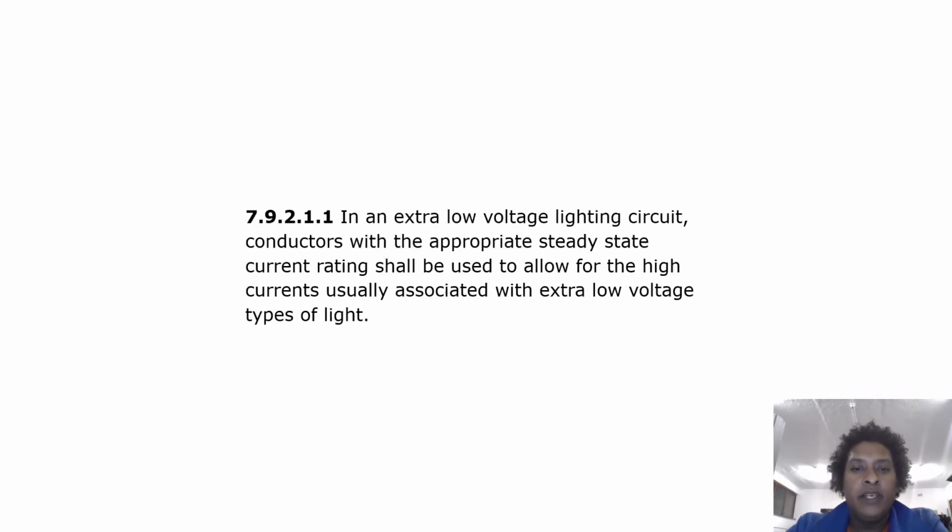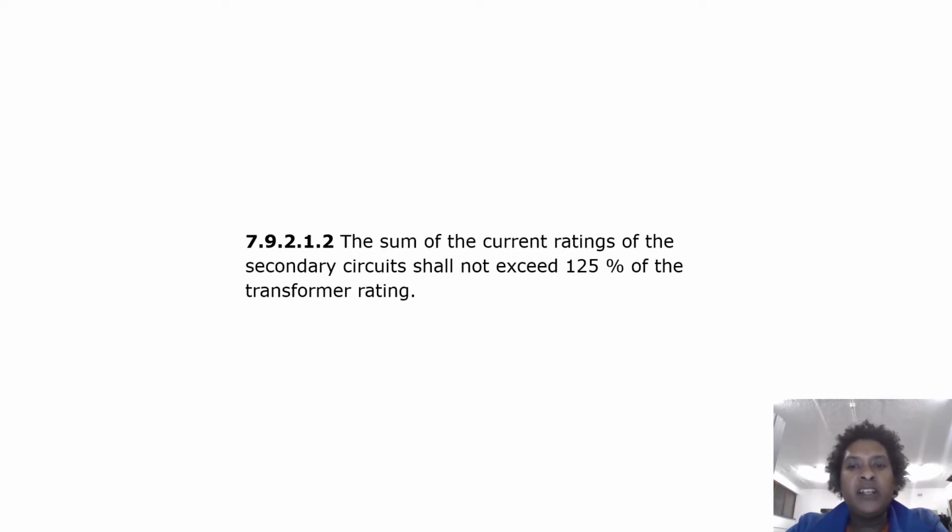Wiring systems. Current carrying capacity. In an extra low voltage lighting circuit, conductors with the appropriate steady-state current rating shall be used to allow for the high currents usually associated with extra low voltage types of light. The sum of the current ratings of the secondary circuits shall not exceed 125% of the transformer rating.